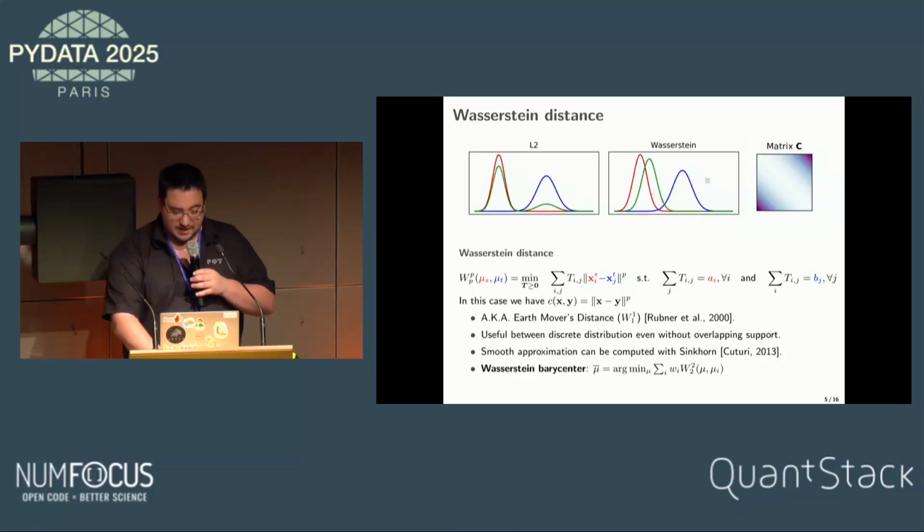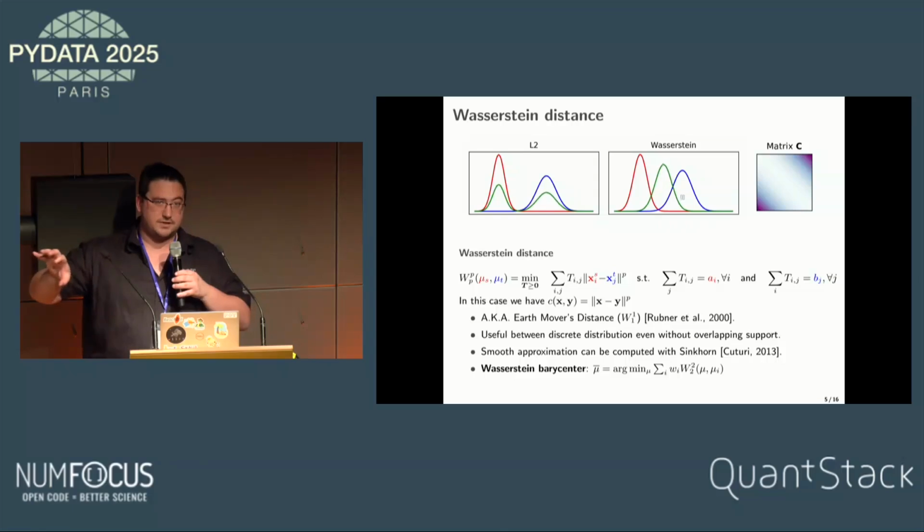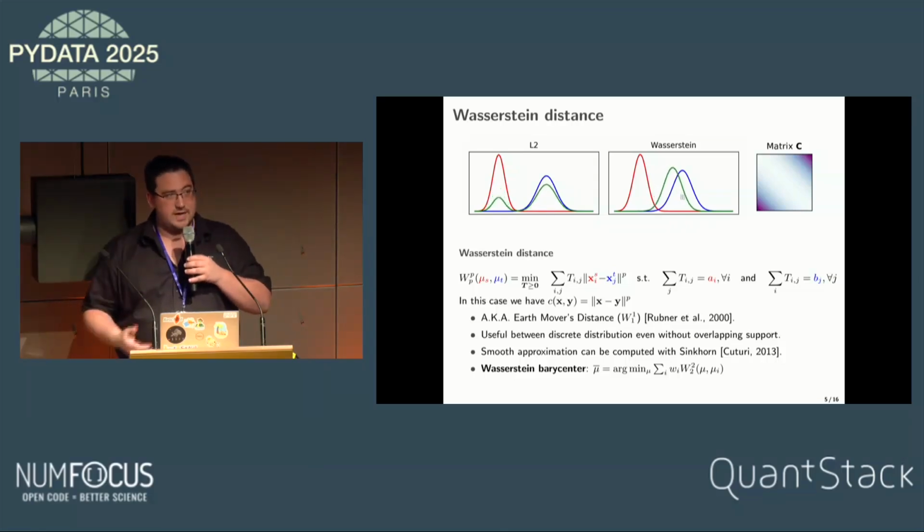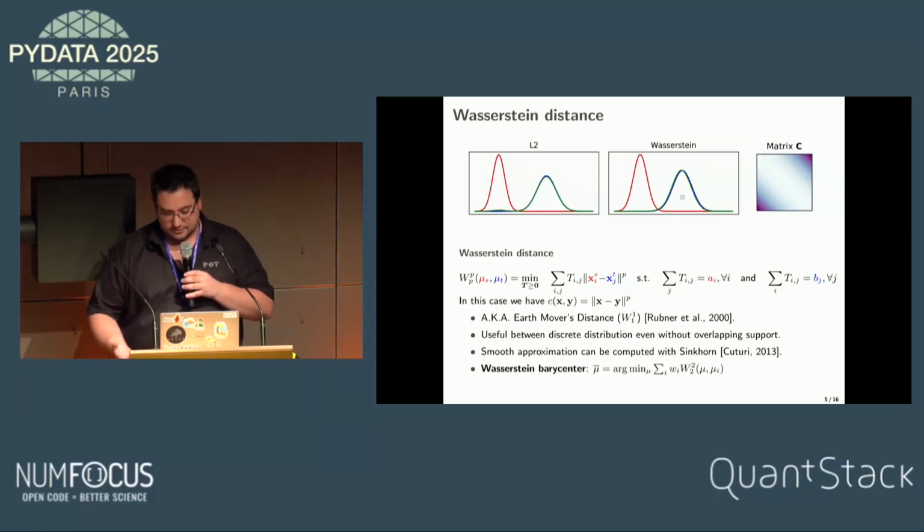When you interpolate with L2, what happens is that the mass is created on the blue and destroyed on the red, but in the Wasserstein interpolation, the mass is actually moved between the distributions. So it makes more sense in a way. It's a better way to measure similarity between those distributions.